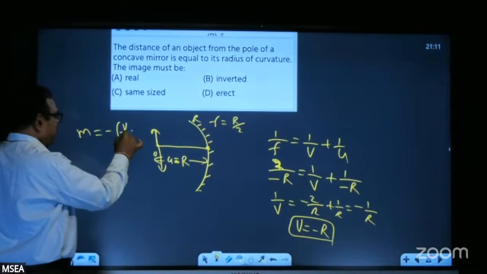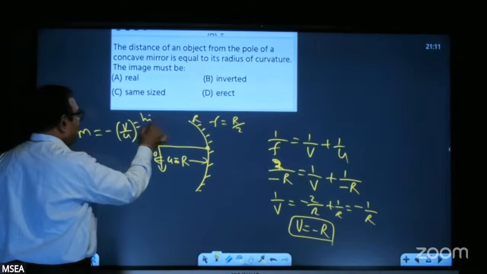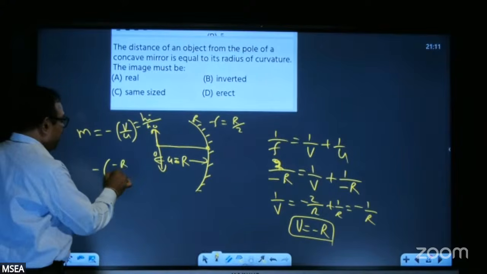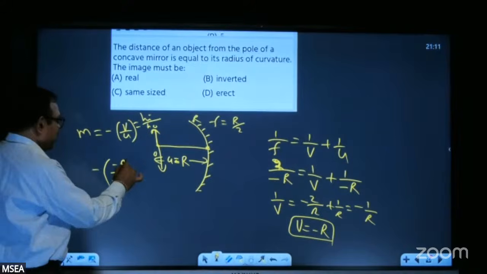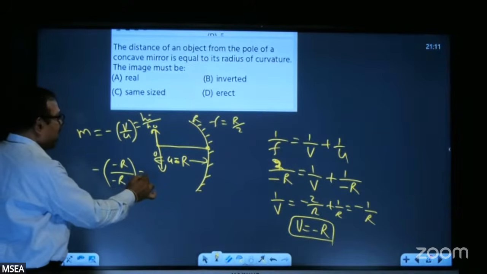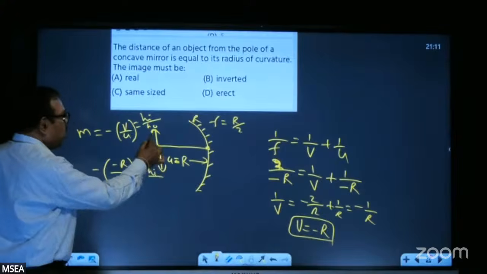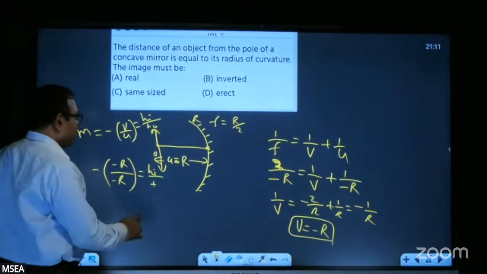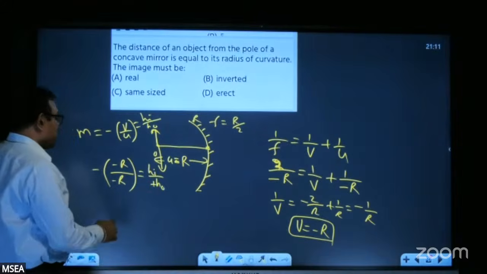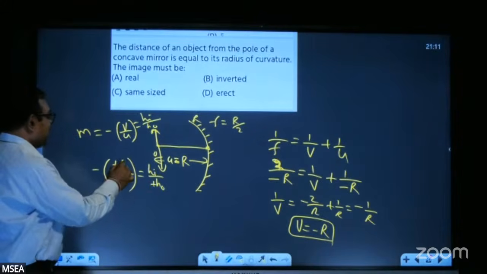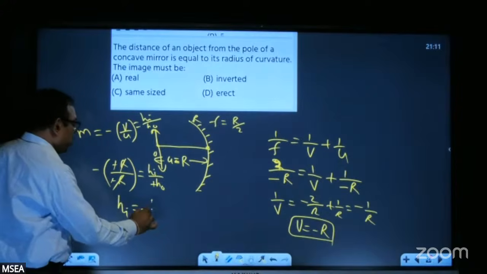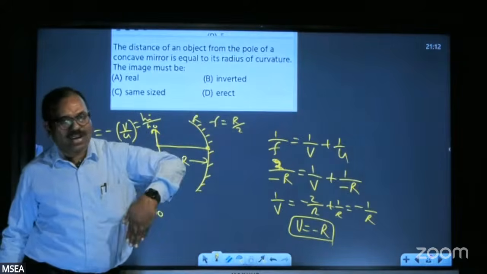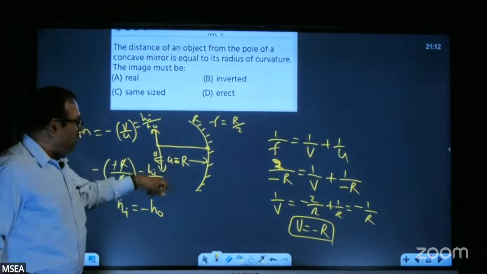Magnification is equal to minus v by u, or height of the image by height of the object. v is given as minus R, and u is given as minus R. Sign convention should be taken. The height of the image, I don't know. The object is an erect object, that's why its height is positive. Let us take it as h naught. So minus minus cancel, and h i is equal to minus h naught. Height of the image negative means it should be inverted. So that's why you will get an inverted image.